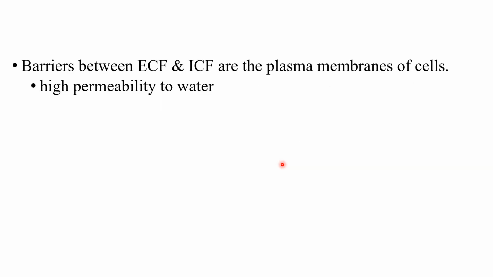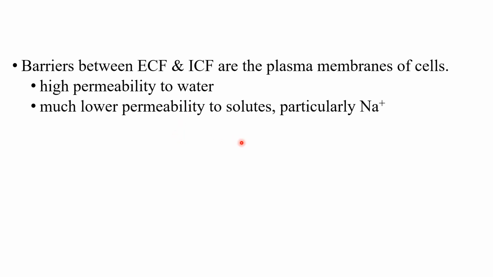So what causes this difference between extracellular and intracellular? The barrier between the two is the cell membrane, and the cell membrane is highly permeable to water because of the water channel, aquaporin, right? It has much lower permeability to solutes, particularly sodium. Sodium is less permeable across the cell membrane, right? But it is permeable across the capillary membrane, right? That's why in the plasma and interstitial fluid, sodium is almost the same. But inside the cell, sodium is low.